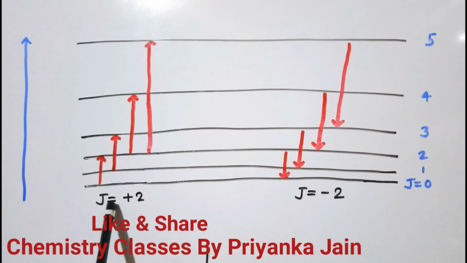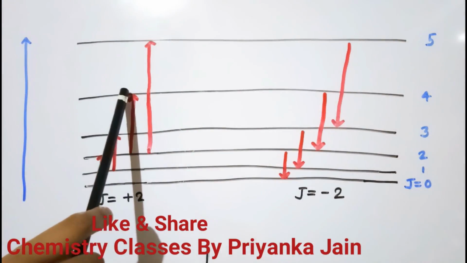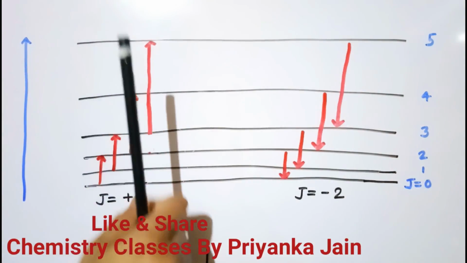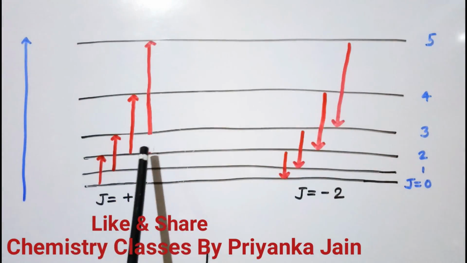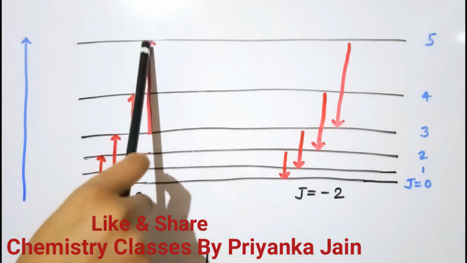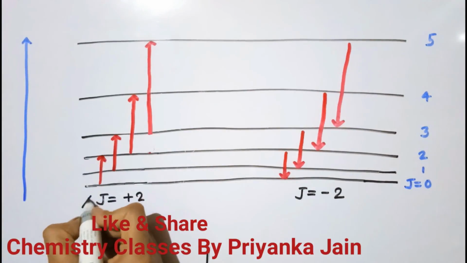So when the value of del J is equal to plus 2, it means the transition can happen from J equal to 0 to J equal to 2, from J equal to 1 to J equal to 3, from J equal to 2 to J equal to 4, or from J equal to 3 to J equal to 5. It means the difference between two successive levels should be equal to plus 2, so that we will get the Stokes line.